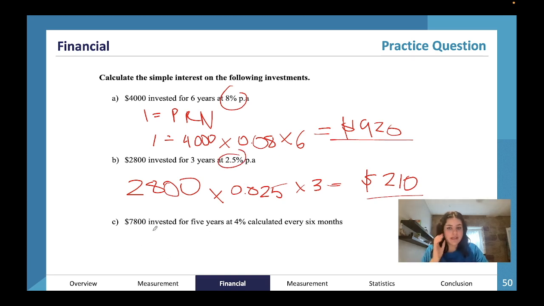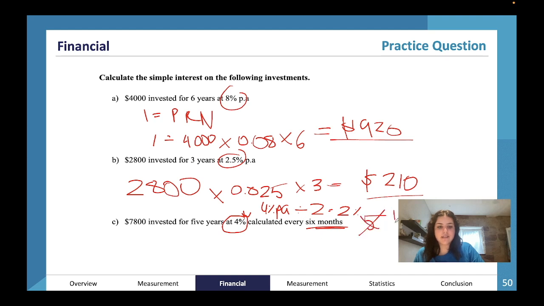Now, this one's important to understand. $7,800 invested for 5 years at 4%, calculated every 6 months. Number one, it doesn't say per annum, so we're going to understand this is a 6-monthly interest rate. If it was 4% per annum, calculated every 6 months, we would have to divide it by 2 to get our 6-monthly rate. But because it doesn't say per annum, we're just going to write 4%. Every 6 months for 5 years, so there's not 5 time periods, there's 10, because there's 10 lots of 6 months in 5 years. So 7,800 times 0.04 times 10.